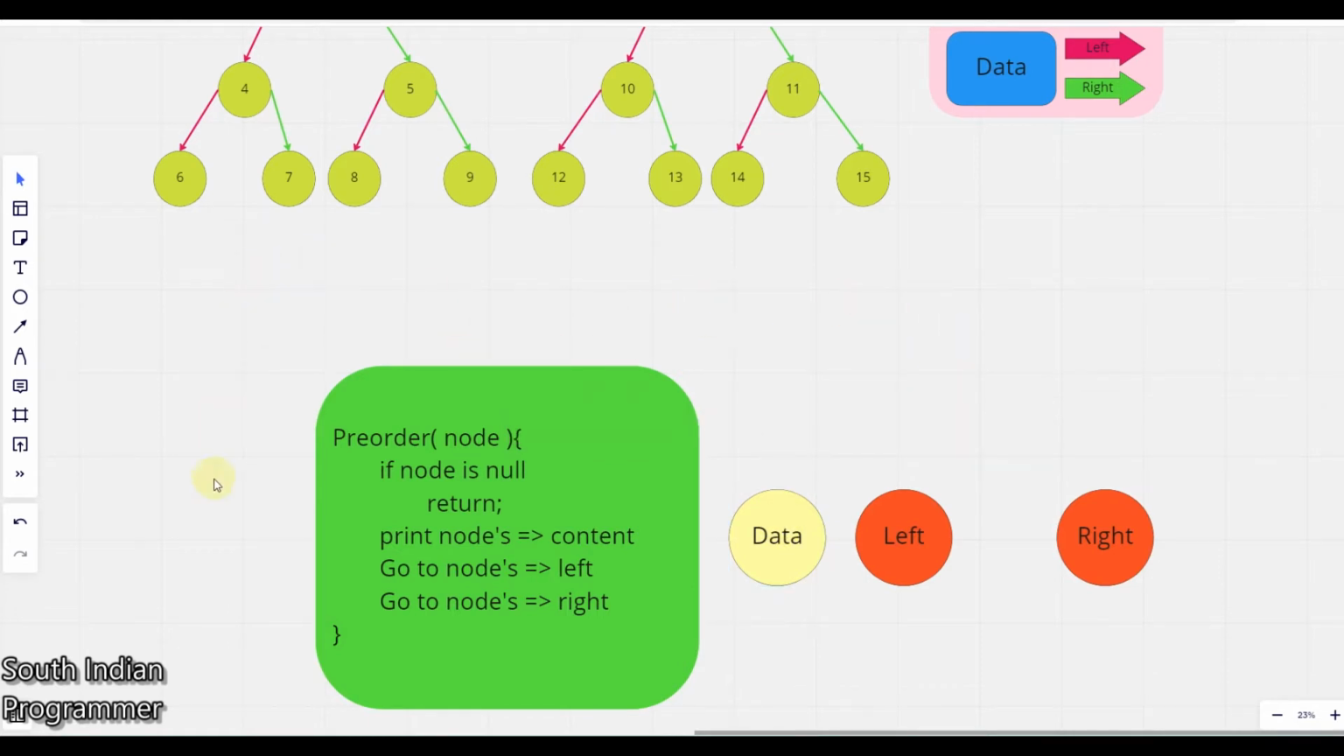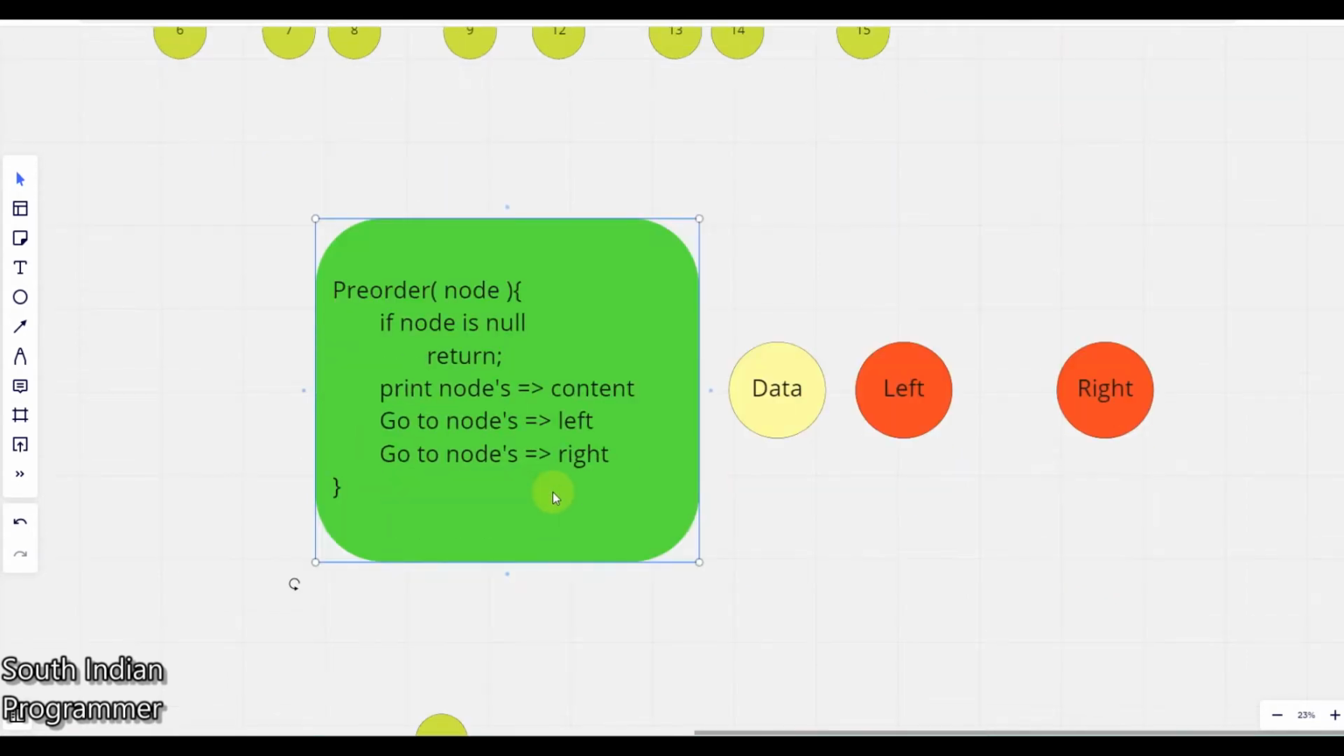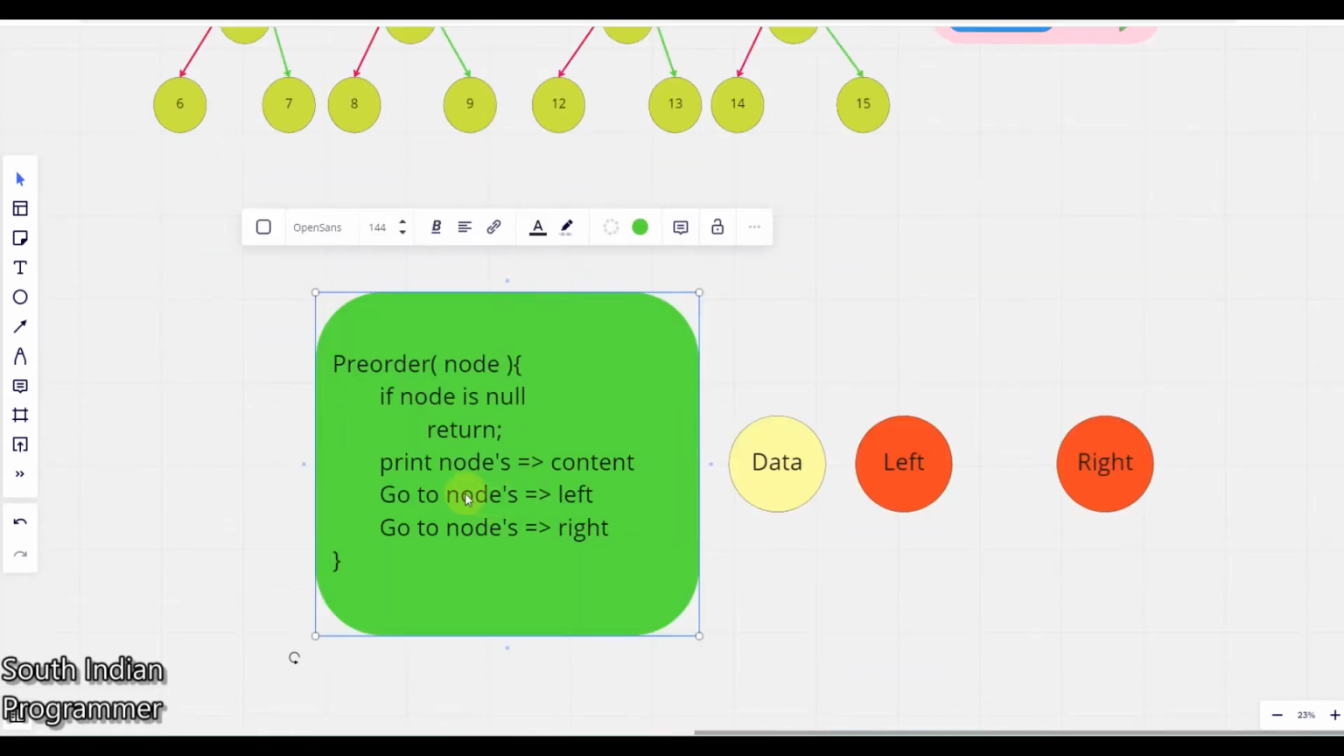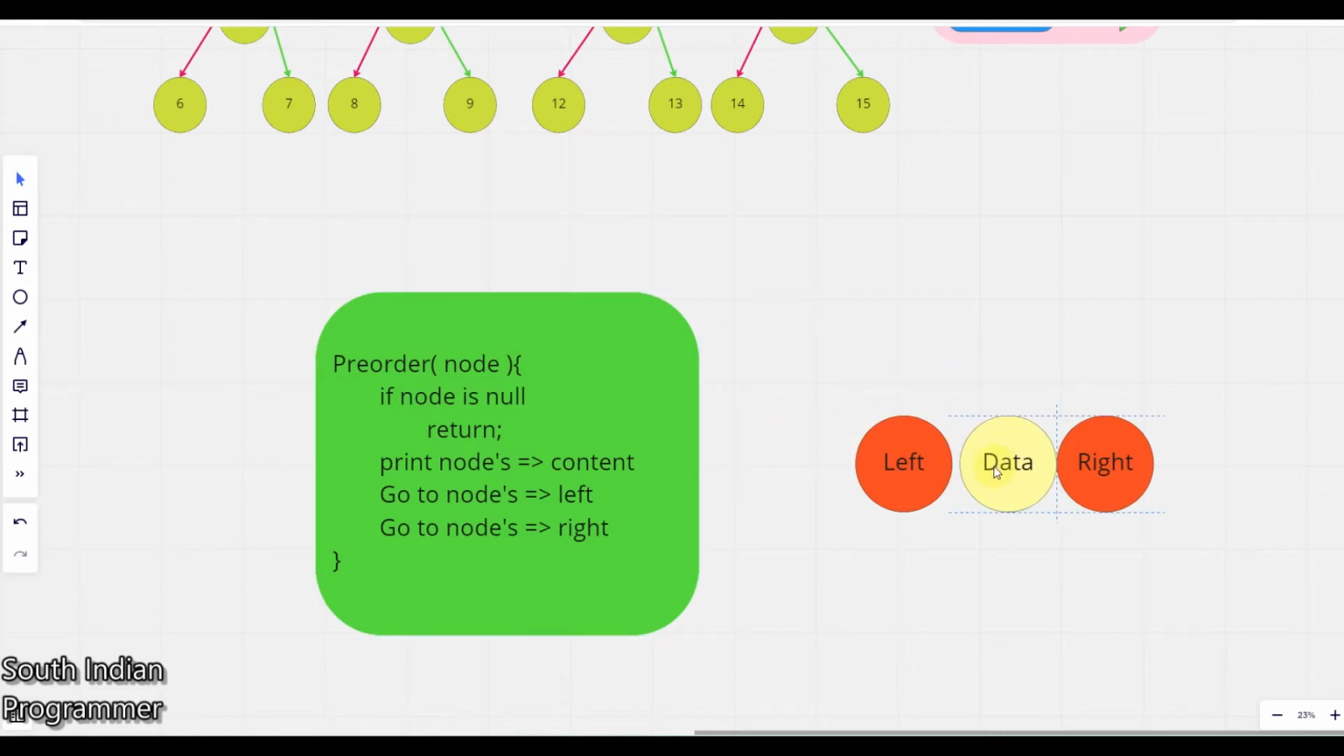Here I have a code snippet in a method called pre-order. It takes one node, and if the node is null, I return, since there is nothing to do with this node. Then first I print the content. This traversal is all about printing the content. So first I print, that's the pre. Pre means we access the data first. If it is accessed in the middle, then it is in-order. At the end, it is post-order.